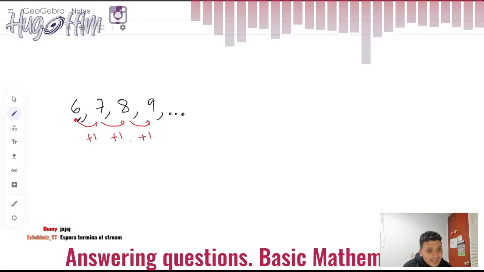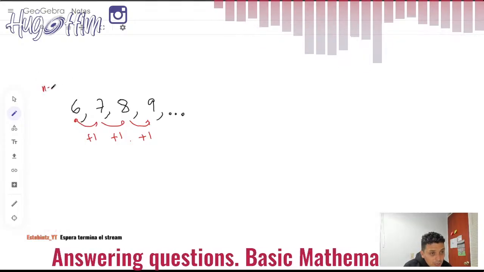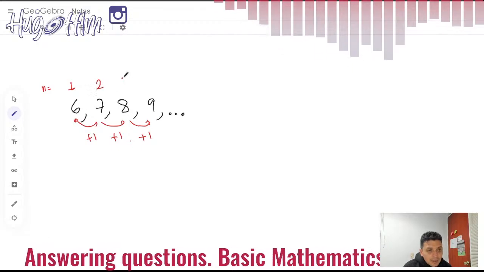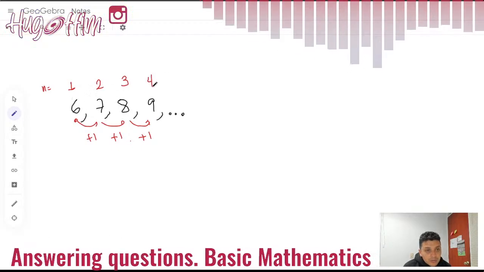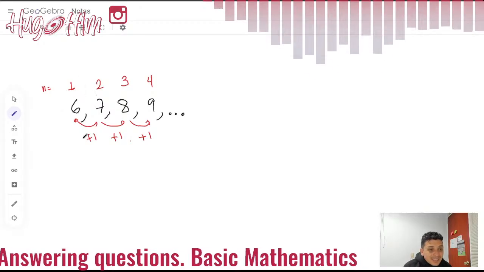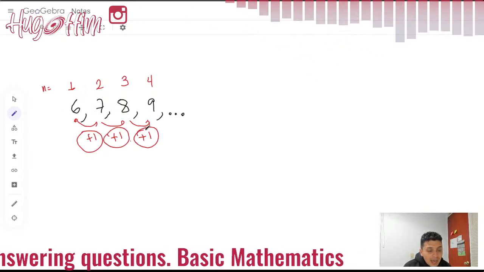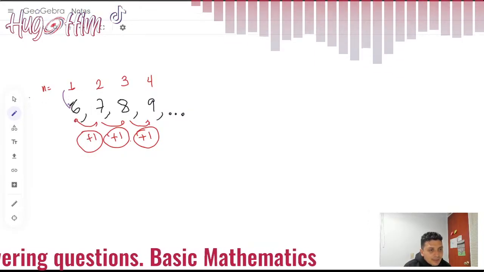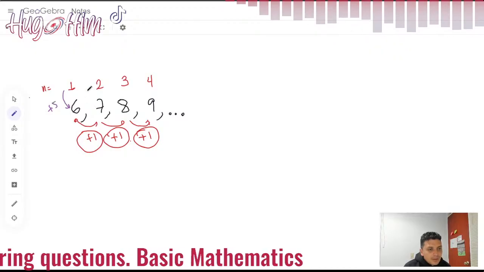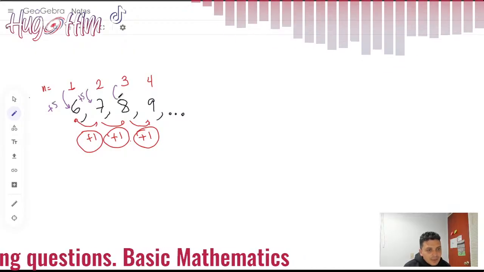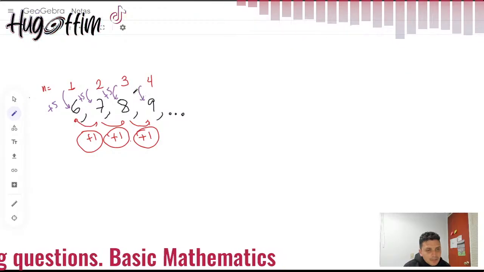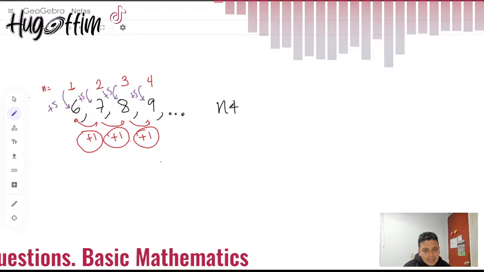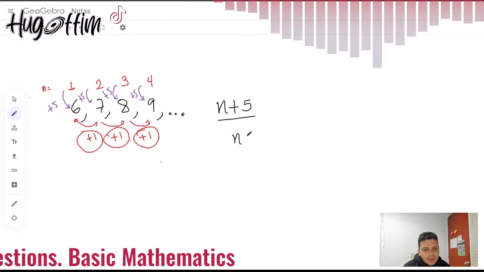Now, in this sequence, when n equals 1, I got 6. When n equals 2, I got 7. When n equals 3, I got 8. When n equals 4, I got 9. Look at that. As the distance is 1, I just need to add to my term n the same number every time: plus 5, plus 5, plus 5, plus 5. So my sequence is just going to be n plus 5. These are the sequences of the form n plus a.